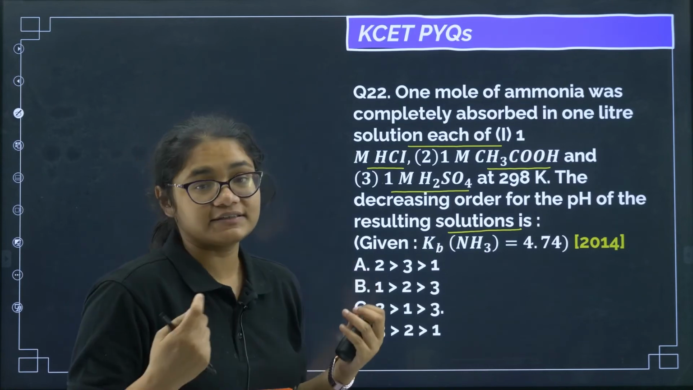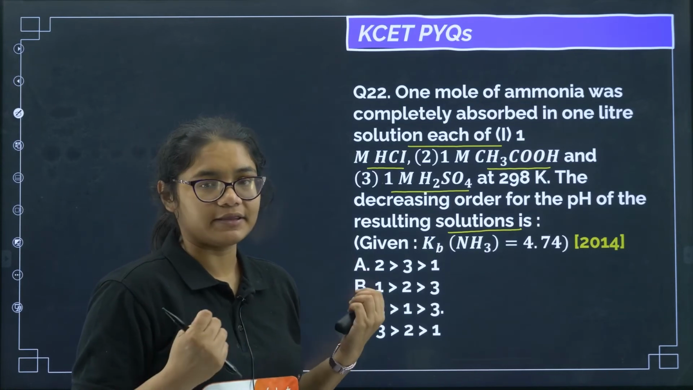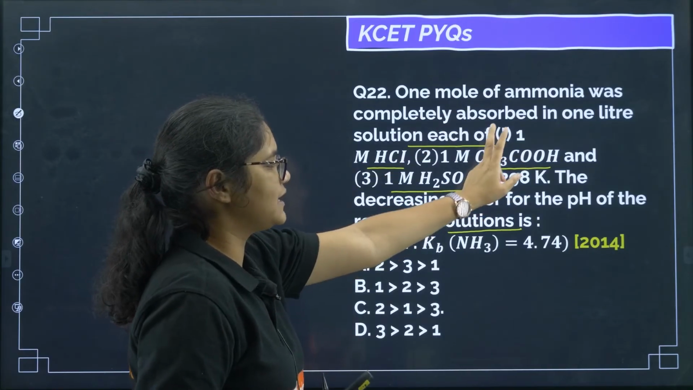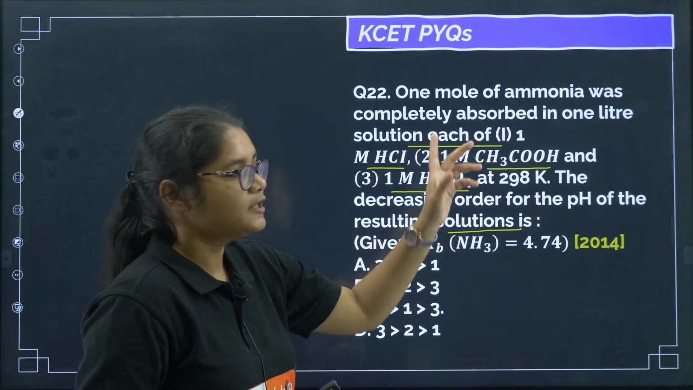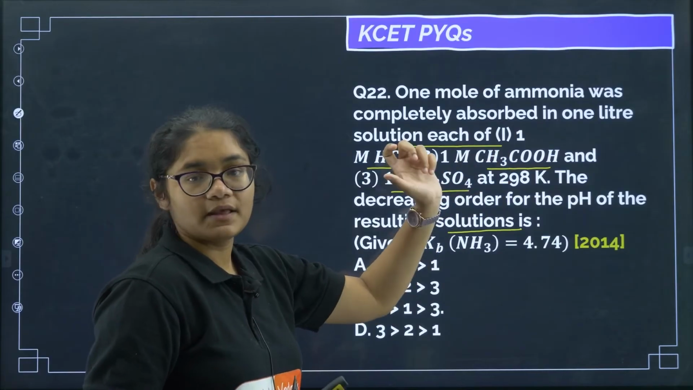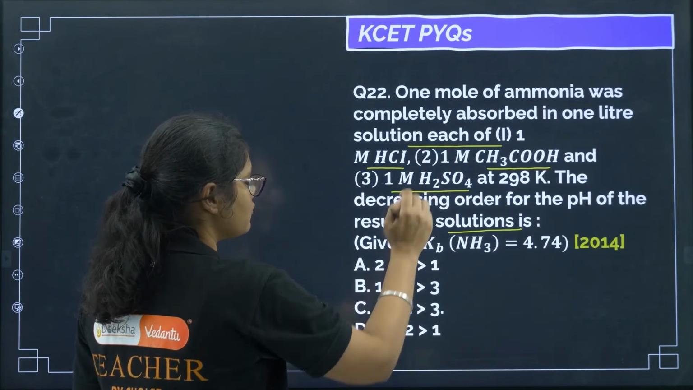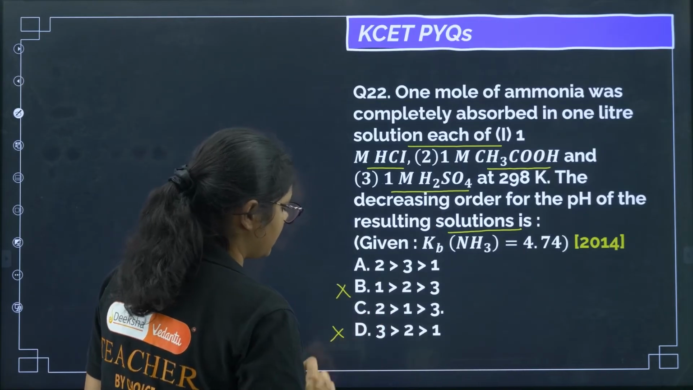if it is a basic salt, then the pH will be higher, right? And NH3 is a base and CH3COOH is a weak acid. So the salt of that one will be a basic salt, right? For a basic salt, pH will be higher. So definitely 2,1 will be higher. So we can eliminate these two.